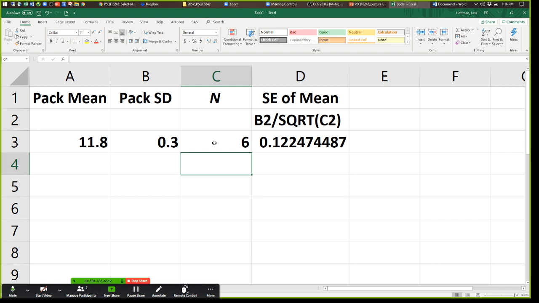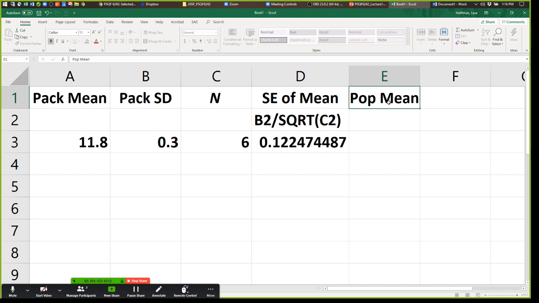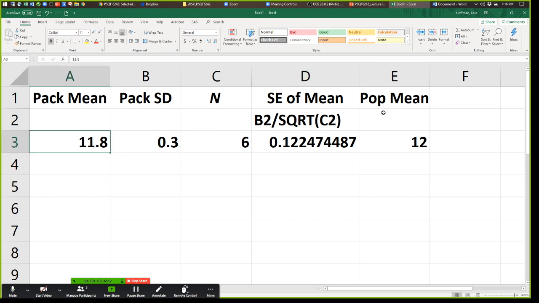Now in this case, I know the right answer. This is what's known as a population mean that's known, right? What is this supposed to be? 12. Population mean. I'm going to enter that one here, 12. So what do you think about these two numbers? Is 11.8 close enough to 12 within expected fluctuation, or do you think it's suspicious?